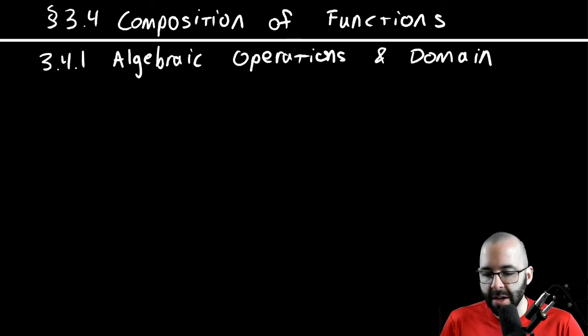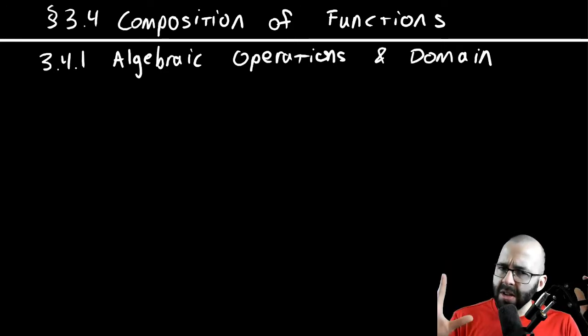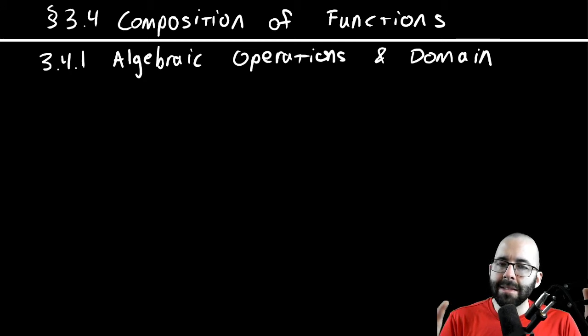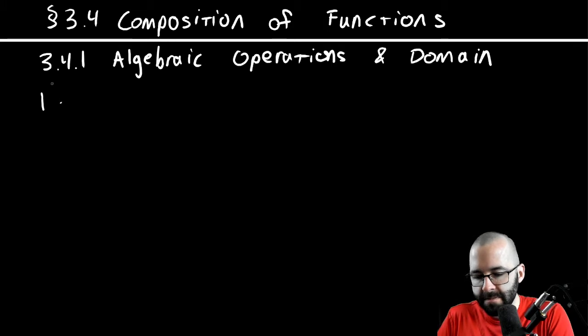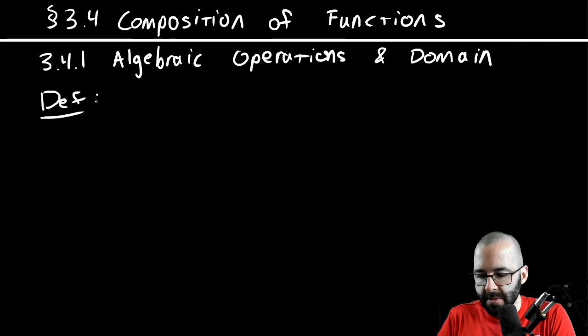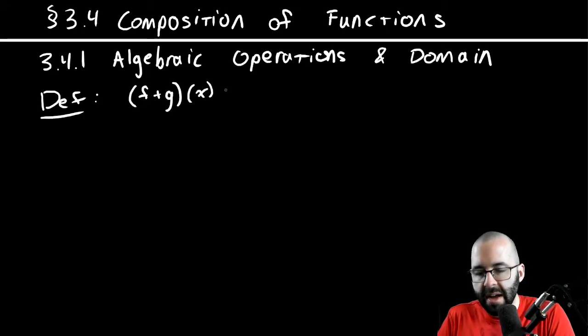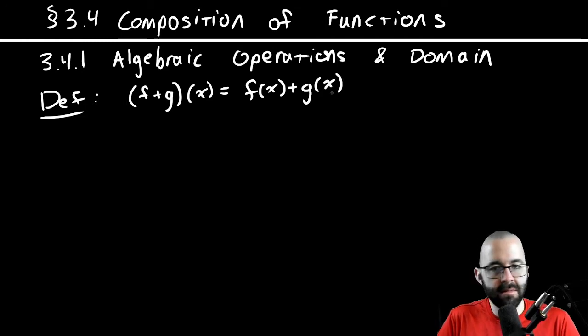So we're going to start talking about algebraic operations. Plus, minus, multiplication, divide. And things look a little weird here, but they behave exactly like you might think. So let's start with the definition. Definition. When I write f plus g of x, this is just shorthand for f of x plus g of x. Okay, so this is one way that we can put functions together.